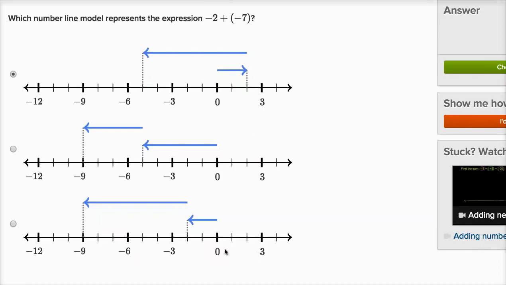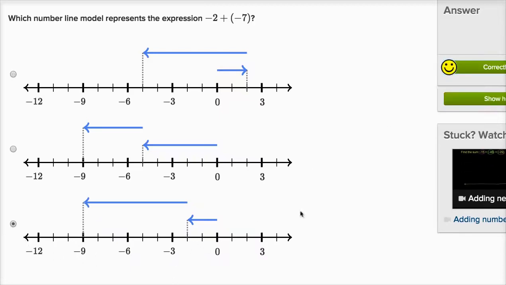And then this last one, hopefully this is the answer, otherwise there'd be a mistake in the exercise. Let's see. We have this first arrow that takes us 2 steps to the left of 0. So 1, 2. So this is -2. And then we take another 7 steps to the left of that. So 1, 2, 3, 4, 5, 6, 7. So you can think of this arrow as representing -2. And then starting from the tip of this arrow, we're going to add a -7, which makes us move 7 to the left again to get to -9. So that's definitely the model that represents that expression. Let's keep going.